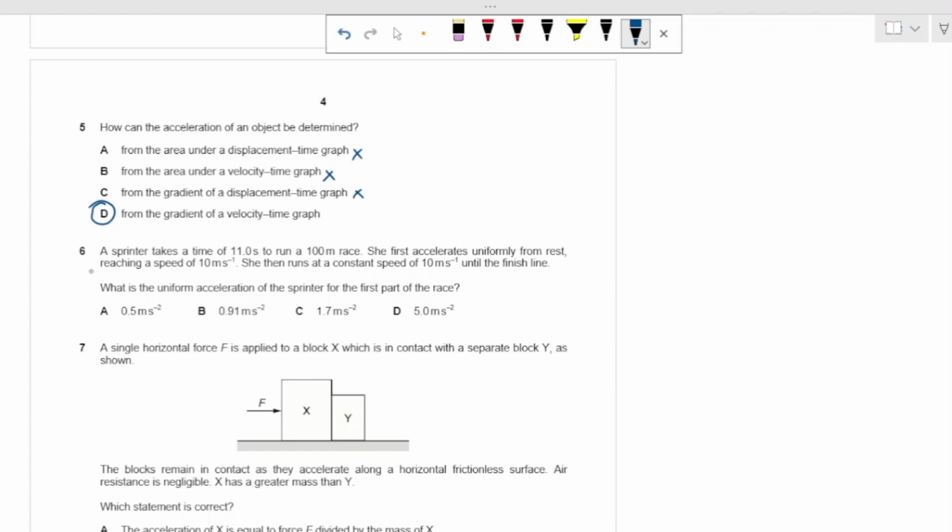Question 6. A sprinter takes a time of 11 seconds to run a 100-meter race. She first accelerates uniformly from rest, reaching a speed of 10 meters per second. She runs at a constant speed of 10 meters per second until the finish line. What is the uniform acceleration of the sprinter for the first part of the race?